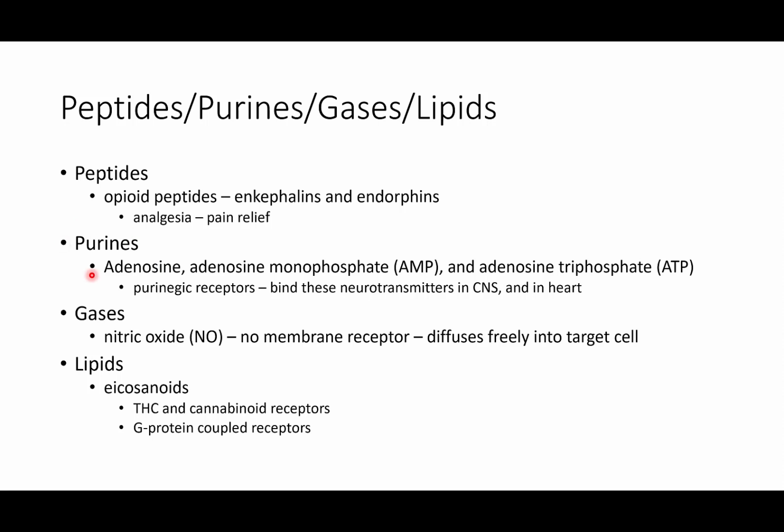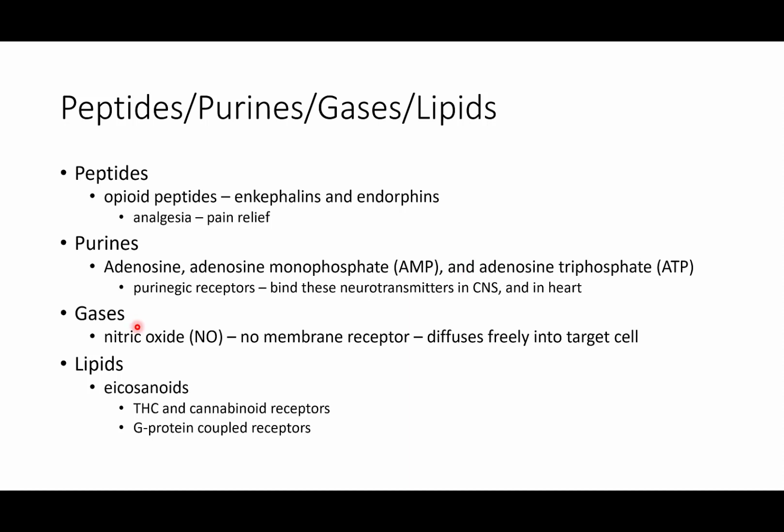We have purines. Purines are in our DNA. The most common purine we utilize is adenosine and adenosine monophosphate, AMP, and adenosine triphosphate, ATP. So ATP should be familiar to you guys. That's the energy source in the body. AMP is when we've taken off two of those phosphates. But even though we use these for energy, they can also be used as a neurotransmitter. So some tissues have what we call purinergic receptors that can bind to ATP and AMP. We have these in the heart and the central nervous system.